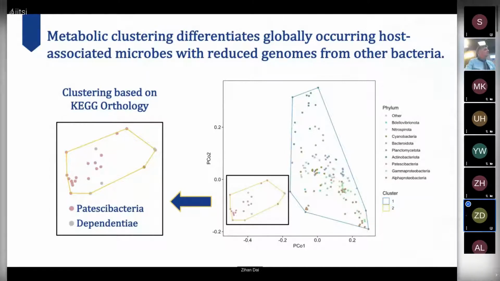Species clusters were divided into 2 clusters, and here in this PCoA plot, each species cluster is colored based on taxonomic information. Cluster 2 only contains species from Patescibacteria and Dependentiae. The microbes in these 2 phyla are host-associated microbes with reduced genomes, which indicates that the metabolic clustering is driven by the genomic content capacity in the drinking water microbiome.